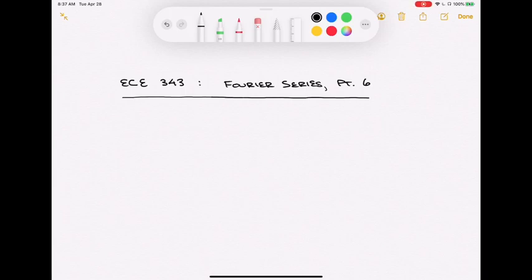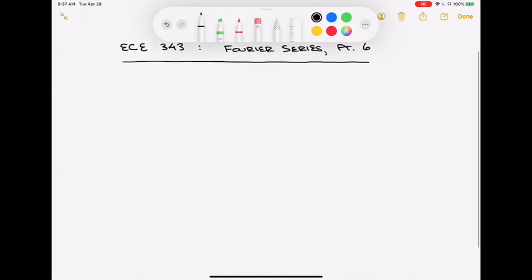So this is the Fourier series part 6 lecture for ECE 343. Today we're just going to go through two examples. We're going to do some Fourier analysis, some Fourier series of some waveforms, and we're going to make use of properties to try to simplify the process of finding Fourier series coefficients.